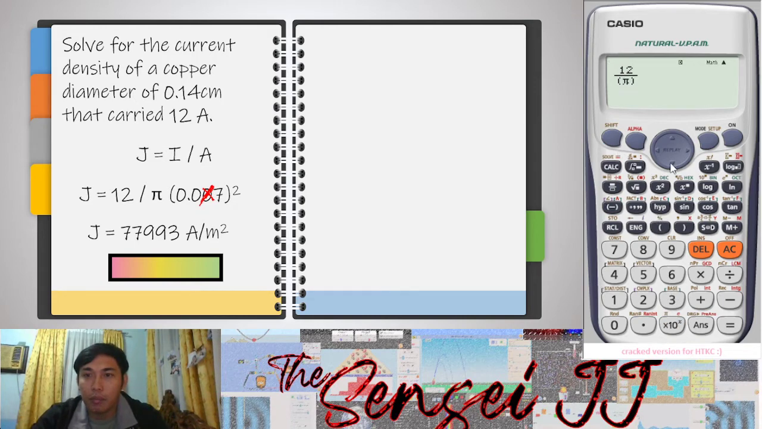Okay. Pi, and for the area, we have the formula of our area of pi r squared. So we have here 0.14 centimeters. Okay, so let's try to solve for this one.